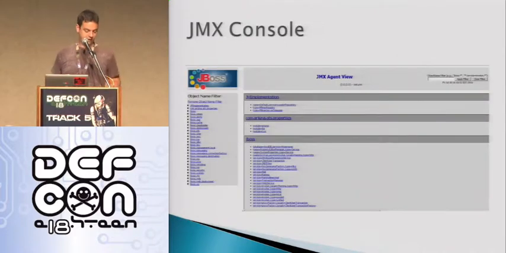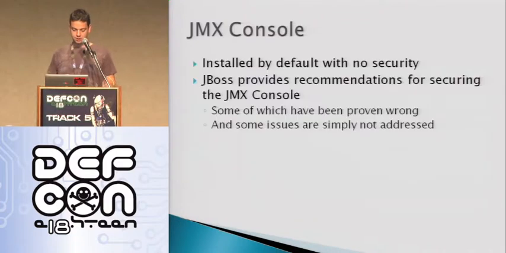And this is just what it looks like. So the JMX console is installed by default with zero security. You put up your JBoss server. There's the JMX console, no passwords, no encryption, no nothing. So JBoss does give you some recommendations for securing the JMX console. Cool. Some of them are wrong. Some of the things they just simply don't address.